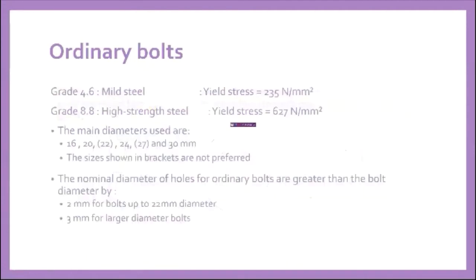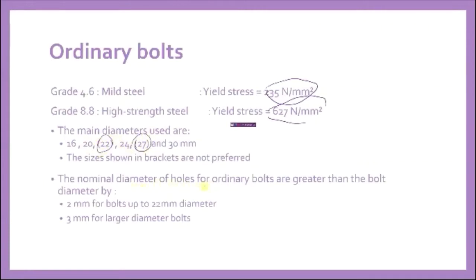As I said earlier, there are two grades, which are mild steel and high tensile steel. For mild steel, the yield stress is 235, meaning it can support as much as 235, and if it is high strength steel, it can support as much as 627 N/mm². The main diameters used are 16, 20, 22, 27. However, the size in the bracket is not preferred.